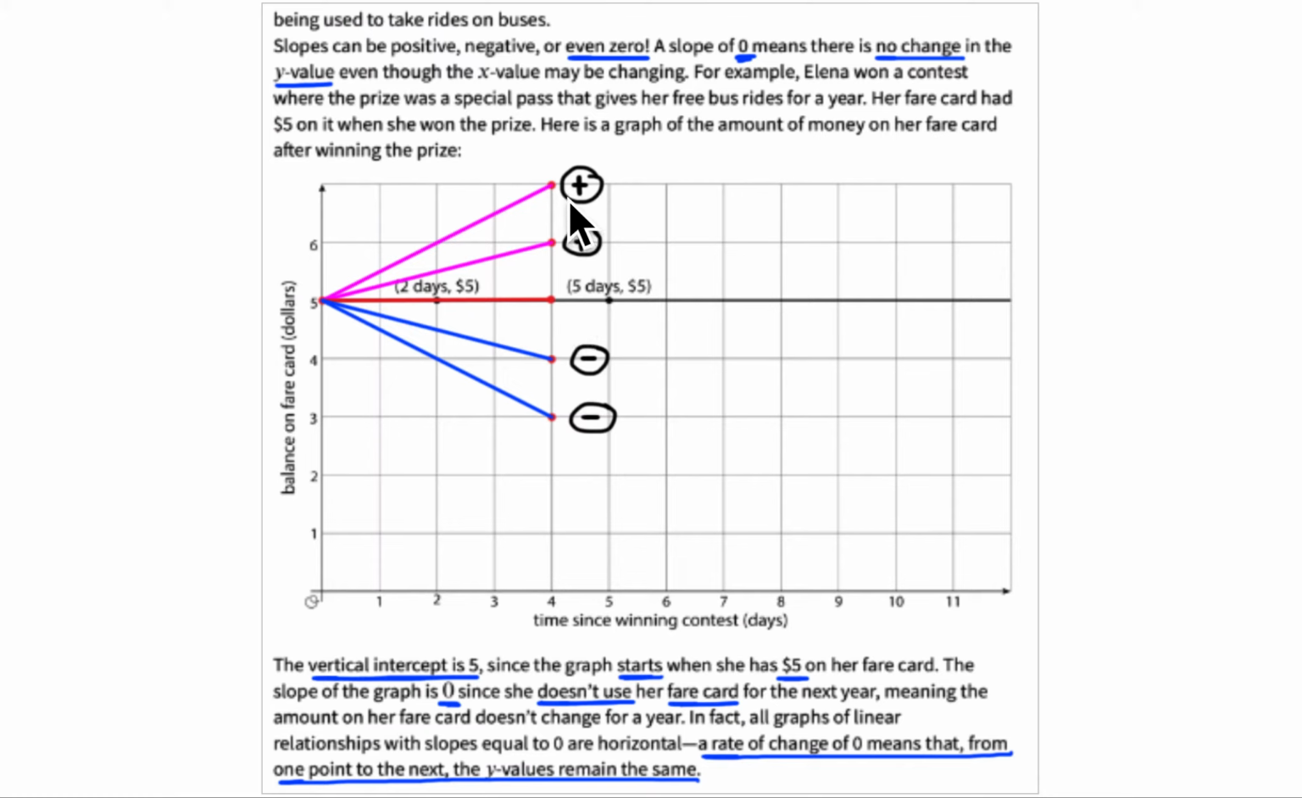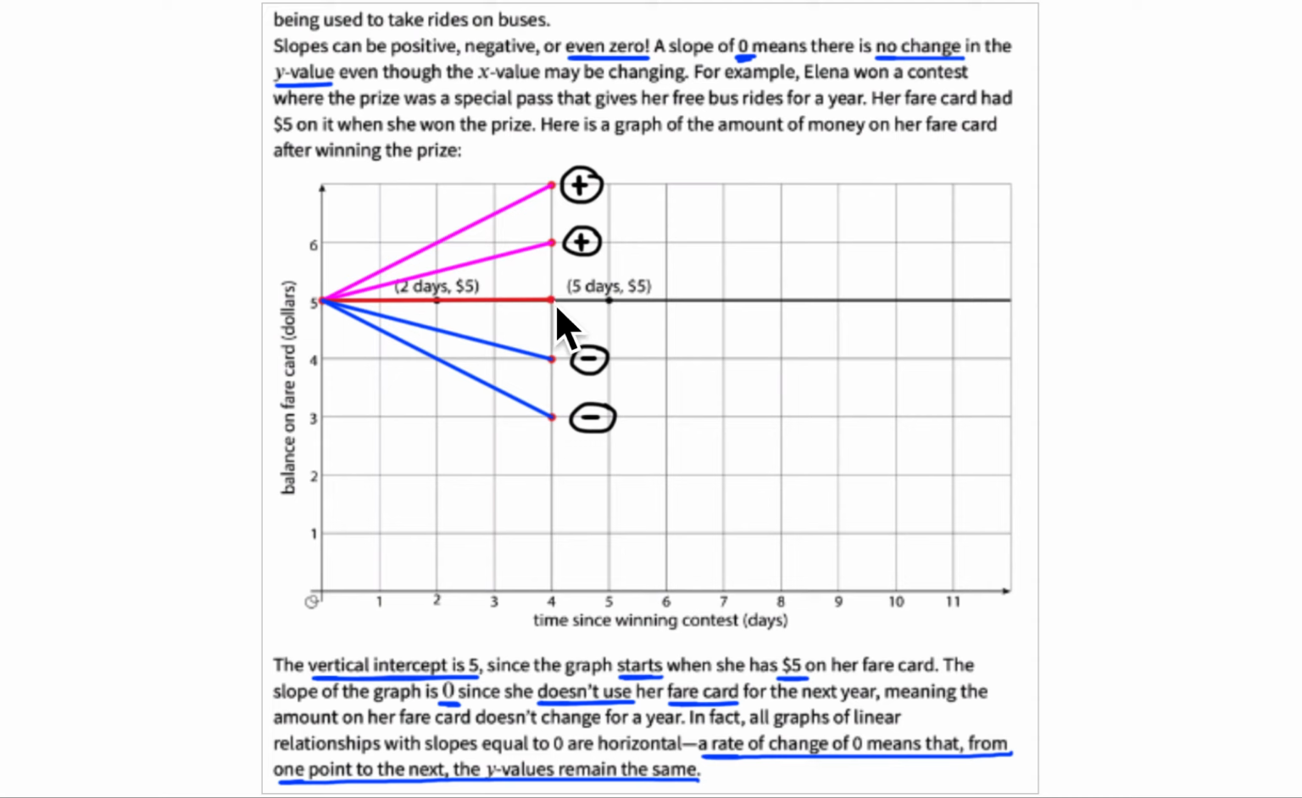values, the vertical change. So this is a change of positive 2. So this would mean that she's adding money to the card at a rate of, looks like, 50 cents per day. So 2 days adds $1, 2 more days adds another $1. So that's 50 cents per day. This is a change of 1 unit in the vertical direction, positive 1, over 4 units in the horizontal direction.